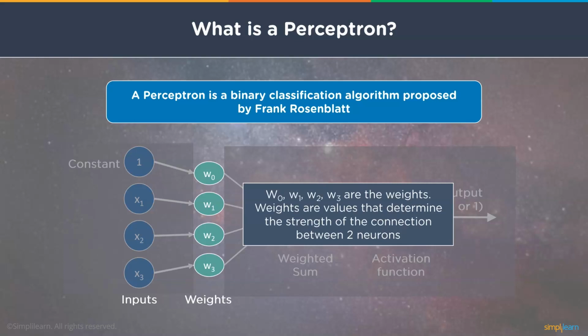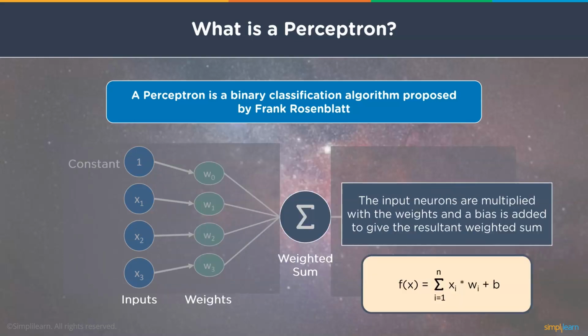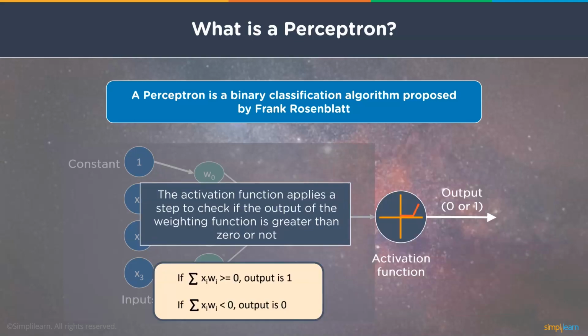Your weights are the weighted values that determine the strength of the connection between two neurons. The input neurons are multiplied with the weights, and a bias is added. There's that 1, which is weighted, the y-intercept in Euclidean geometry, to give the resulted weighted sum. The activation function applies a step to check if the output of the weighting function is greater than 0 or not. There's a lot of ways to do an activation function, but this is the most common, or not common, but the most easy to see way of doing an activation on here.